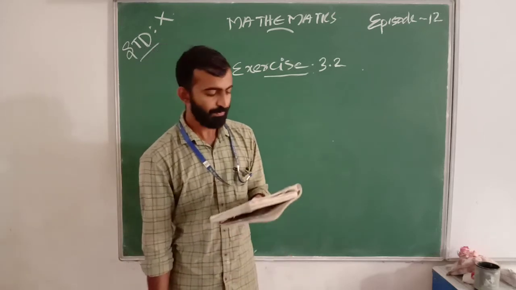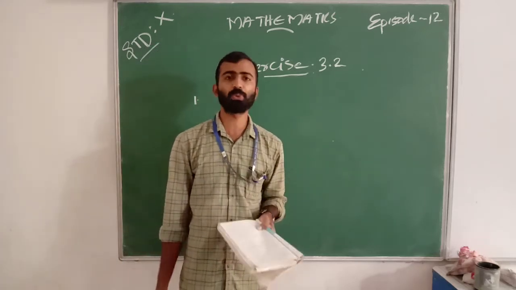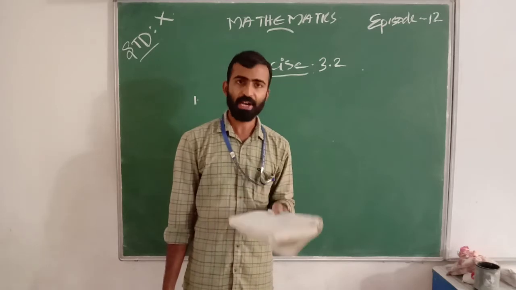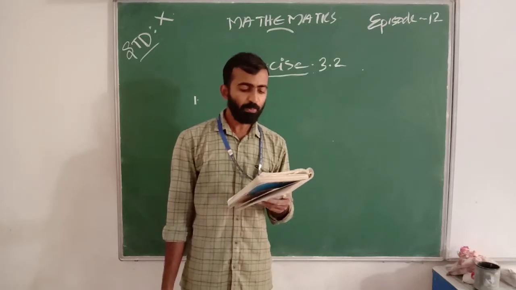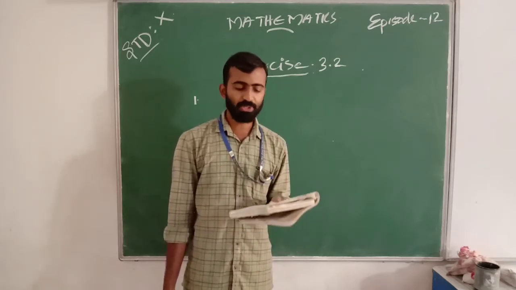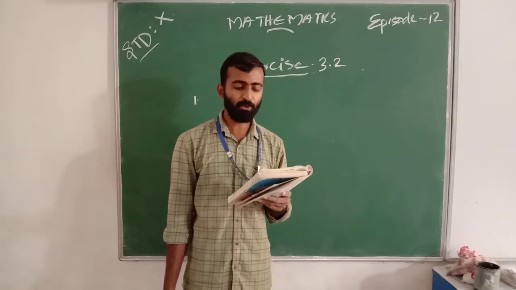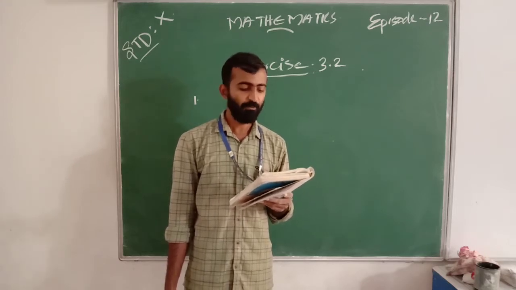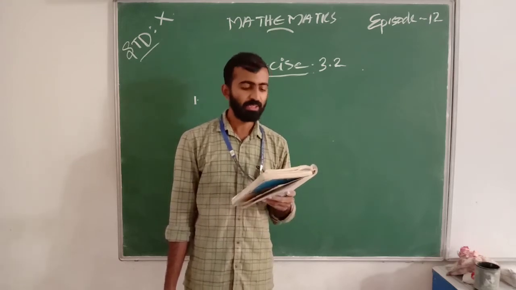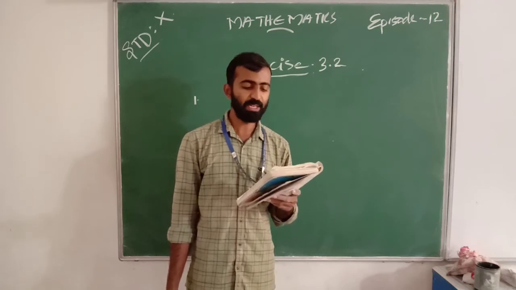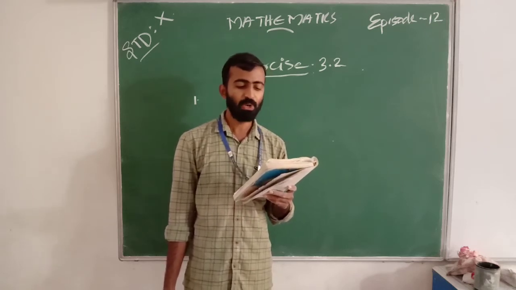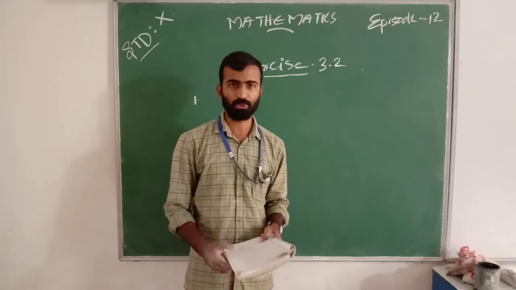I repeat one more time. 10 students of class 10 took part in a mathematics quiz. If the number of girls is 4 more than the number of boys, find the number of boys and girls who took part in the quiz.